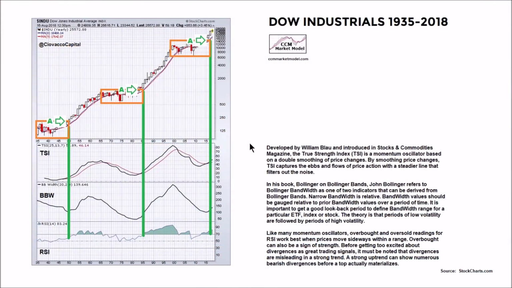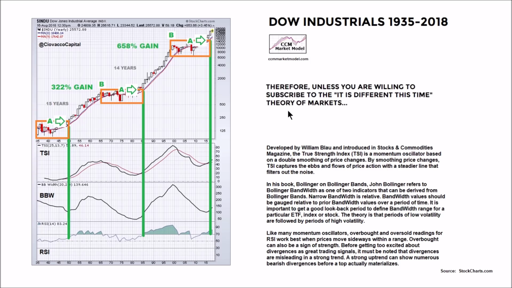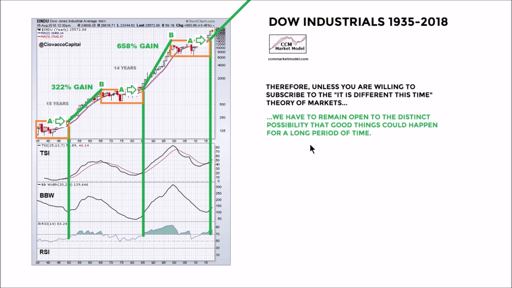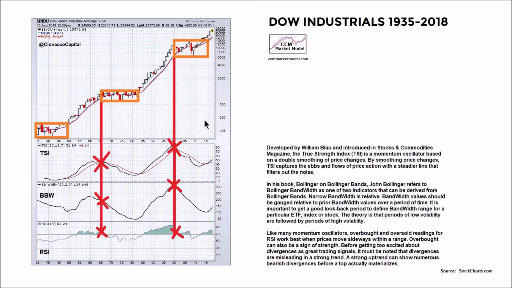We've just shown with facts, no opinions, that this point A here is very, very similar to this point A here, which is very, very similar to this point A here, which aligns with the present day. We know what happened after this point A. Therefore, based on the facts in hand, unless we are willing to subscribe to the it's different this time theory of markets, we have to remain open to the distinct possibility that good things could happen for a long period of time. If we're expecting a major peak, then based on the facts that we have in hand, it would have to be different this time.